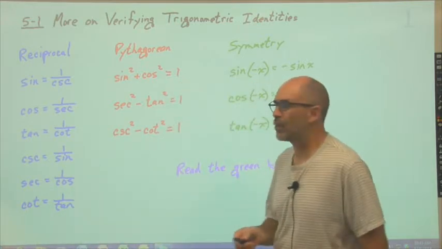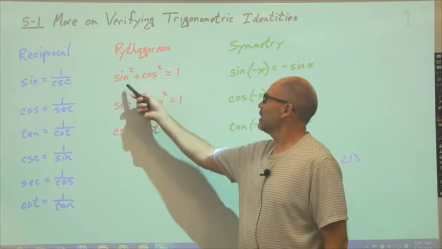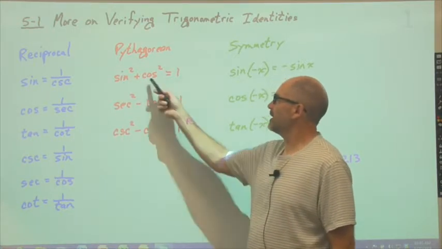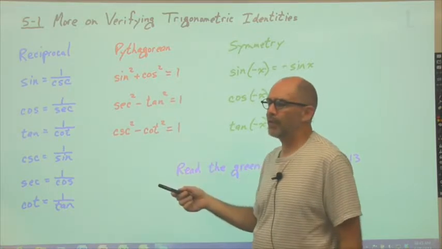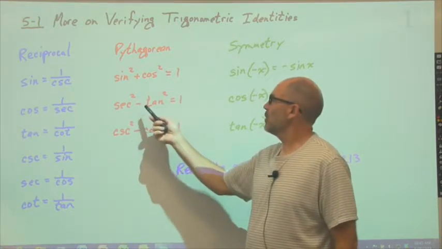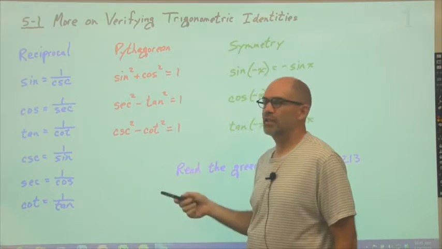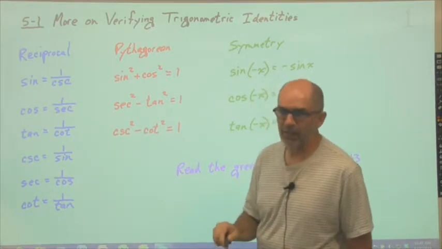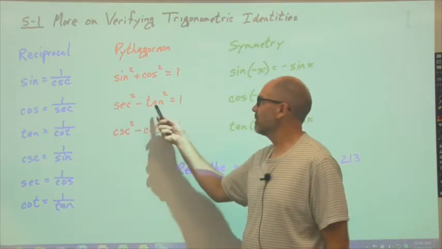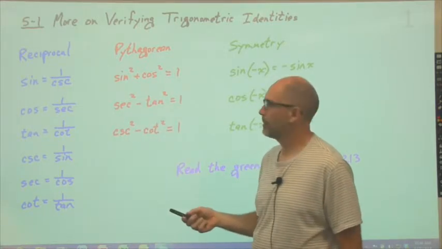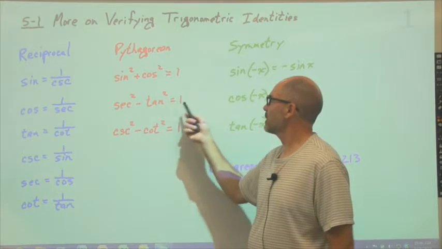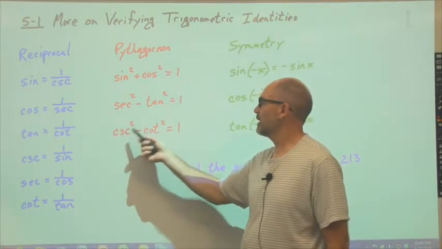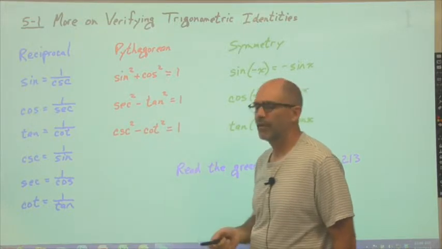Then we have our Pythagorean identities, which is sine squared plus cosine squared equals 1, and since it's plus, order doesn't matter. Now when we go to secant and tangent, it's minus, so order does matter, and the order is S comes before T in the alphabet. So secant squared minus tangent squared equals 1. And then when you put the co on, it's the same order: cosecant squared minus cotangent squared equals 1.